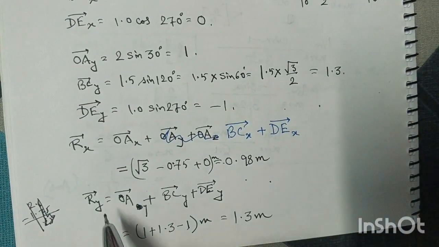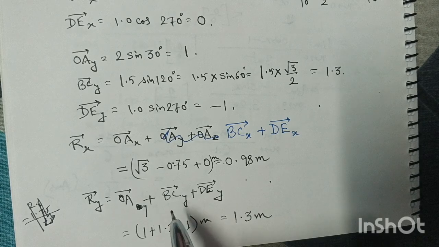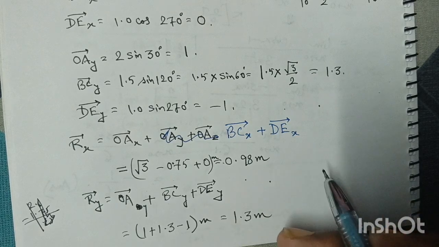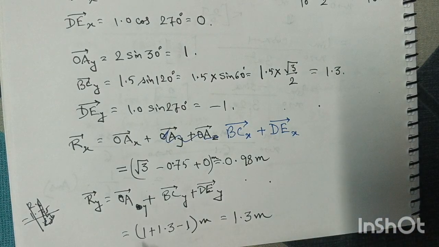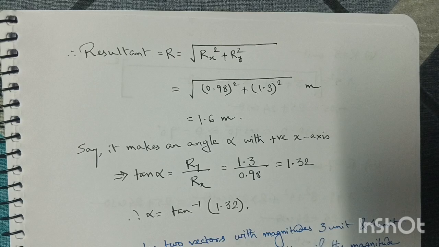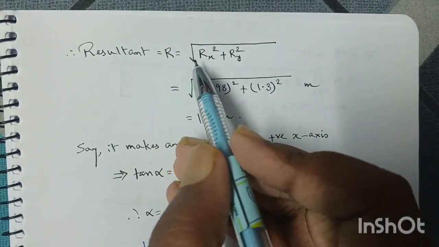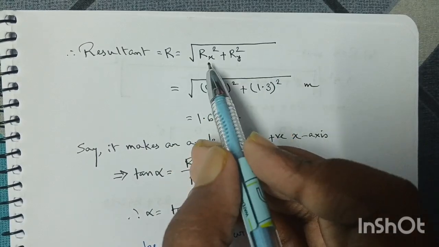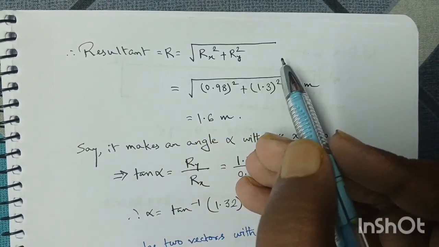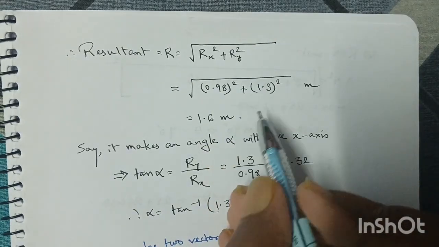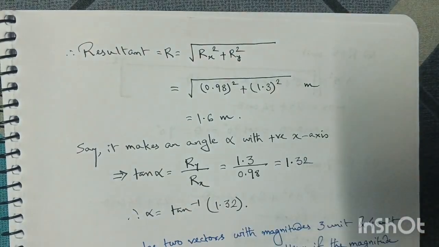And for the y component Ry, we simply add the y components of the individual vectors as done in the case of the x components, that is equal to 1 plus 1.3 minus 1 meter, equal to 1.3 meter. Therefore, the magnitude of the resultant R is equal to root over Rx square plus Ry square, where Rx is the magnitude of the x component and Ry is the magnitude of the y component. Calculating we get 1.6 meter.